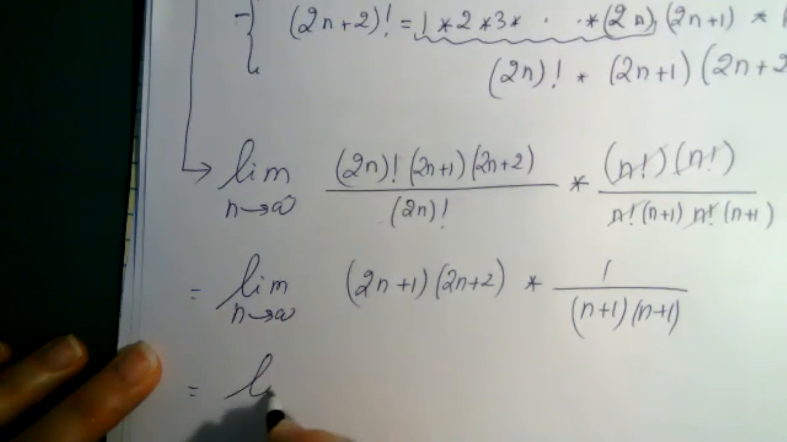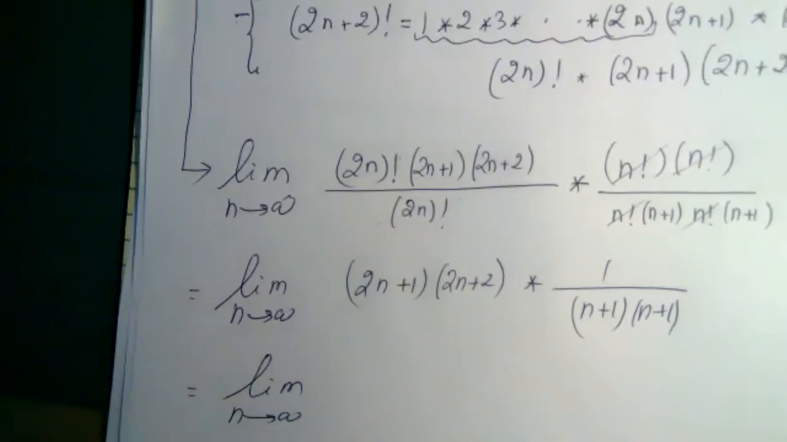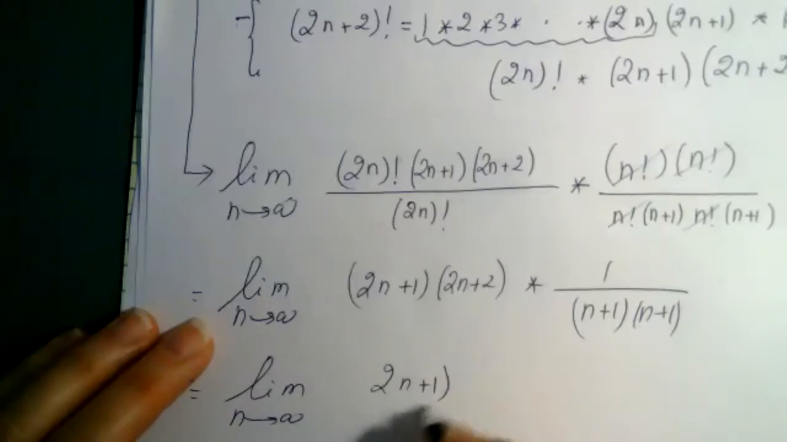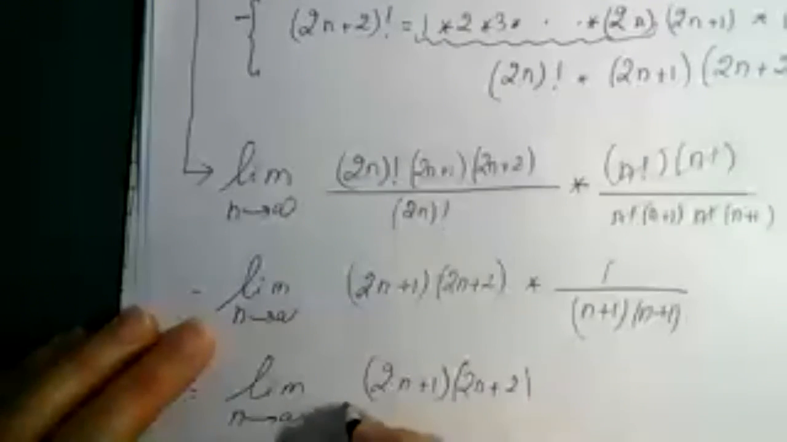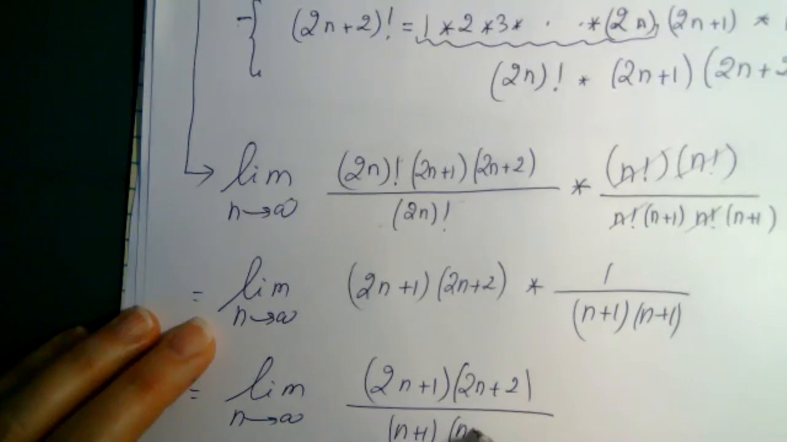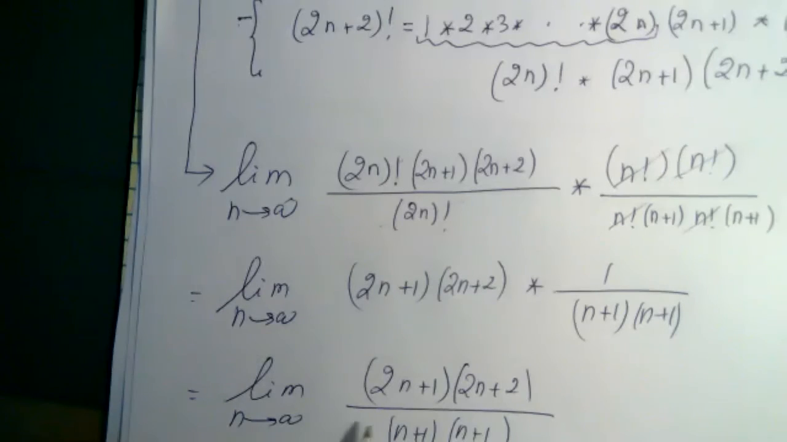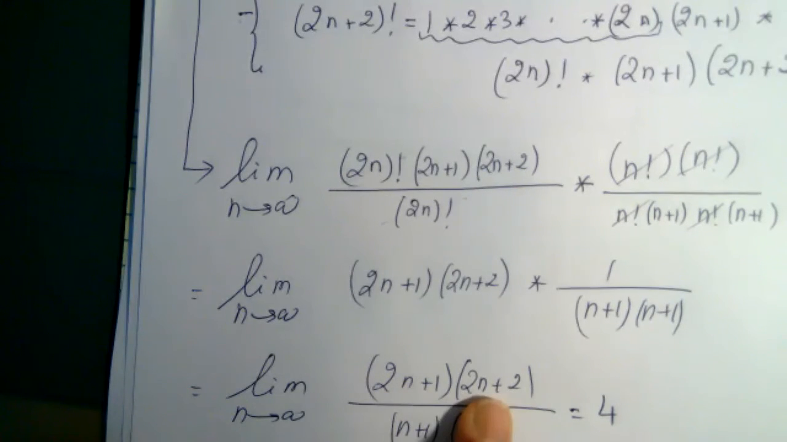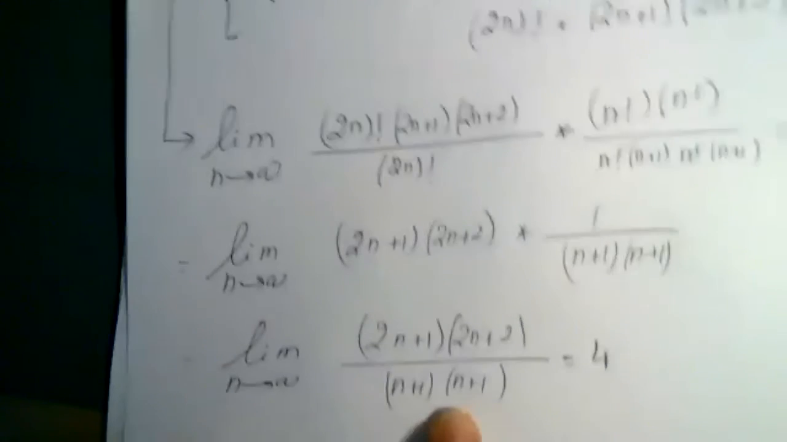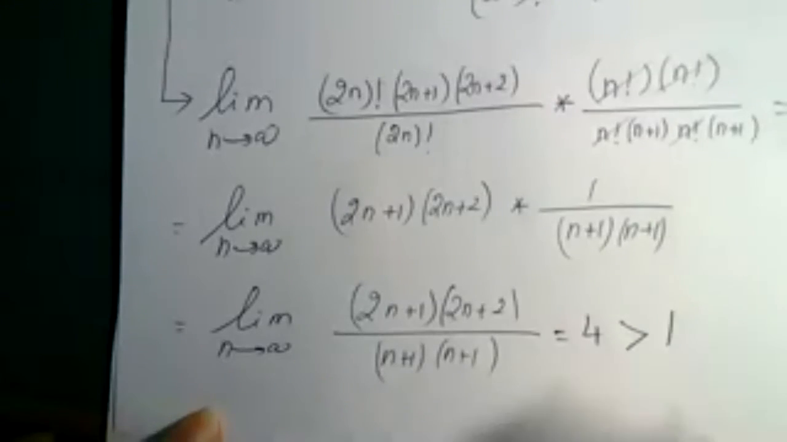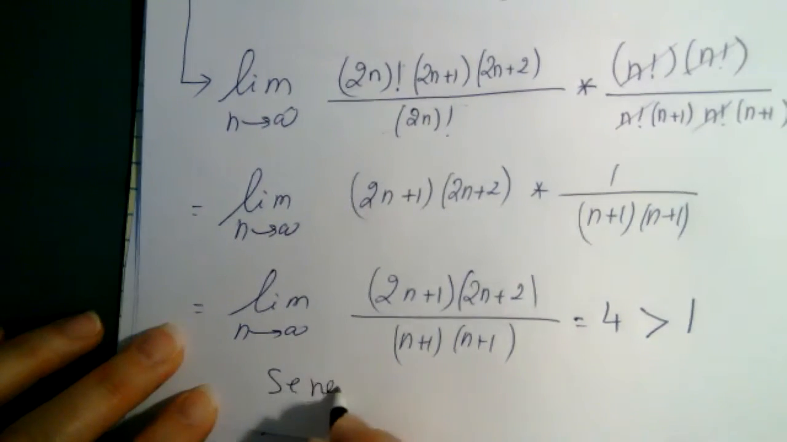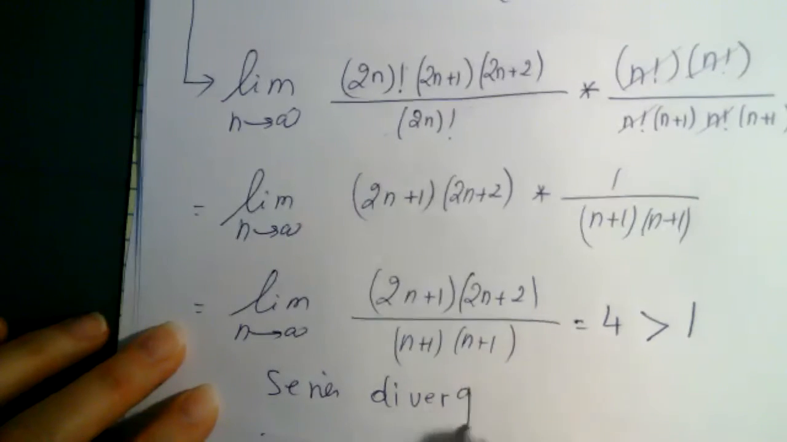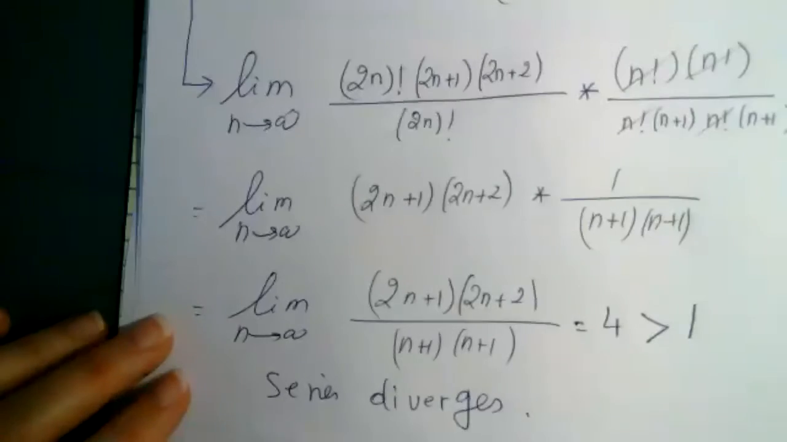And finally, this is going to give me the limit as n tends to infinity of the following: 2n plus 1 times 2n plus 2 over n plus 1 times n plus 1. Now you guys do the math. It's actually simple. The limit is going to be equal to 4. Distribute, and you're going to have 4n squared here and n squared here, which is going to be equal to 4. The ratio is bigger than 1. The series diverges. End of the problem.